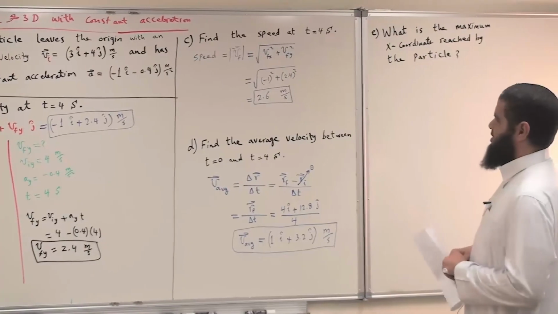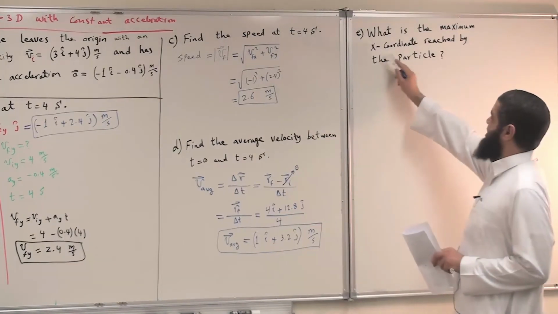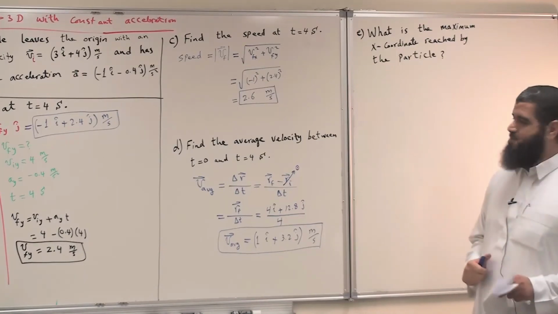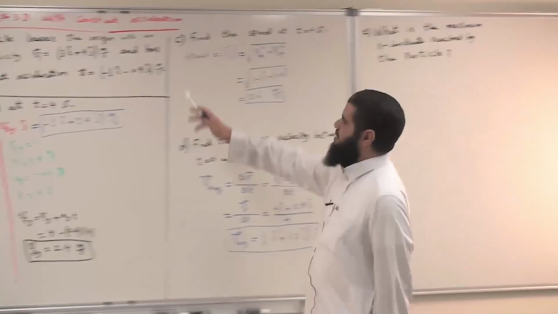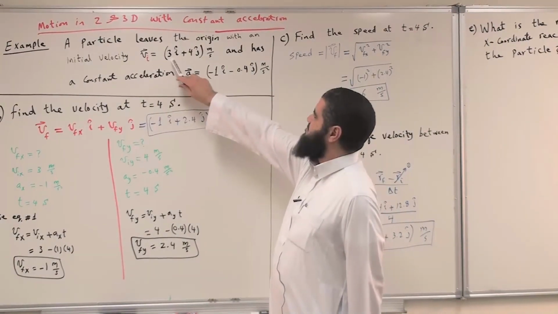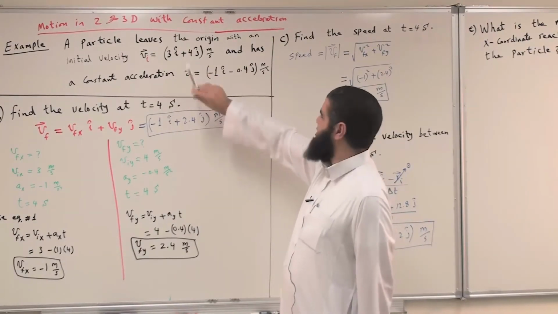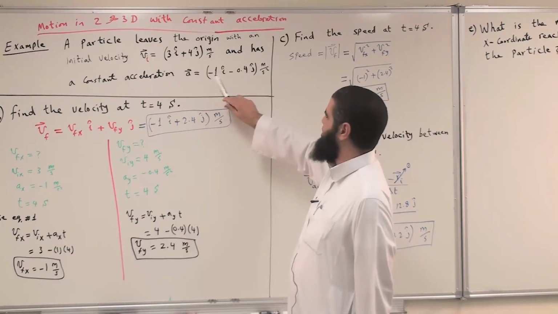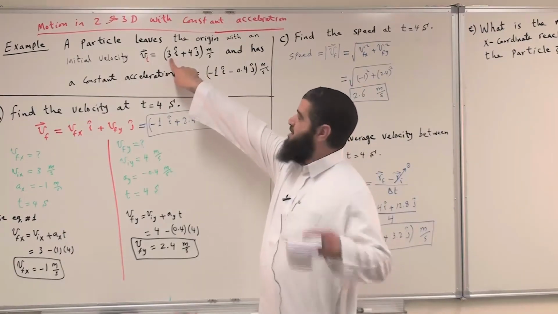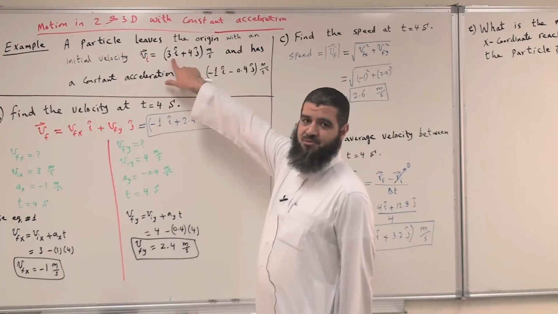So this is the answer for part D. Let us take one further step for this comprehensive example. What is the maximum x coordinate reached by the particle? Let me explain this question first. You notice something here, that my object initially has a positive velocity, with a positive x component and a positive y component. But the acceleration has negative x component and negative y component. So what will happen to this positive velocity? We learned before that if the velocity and the acceleration are in opposite direction, what will happen to my object?